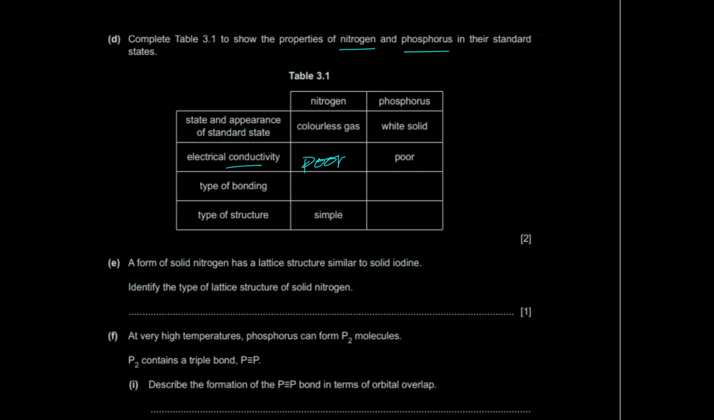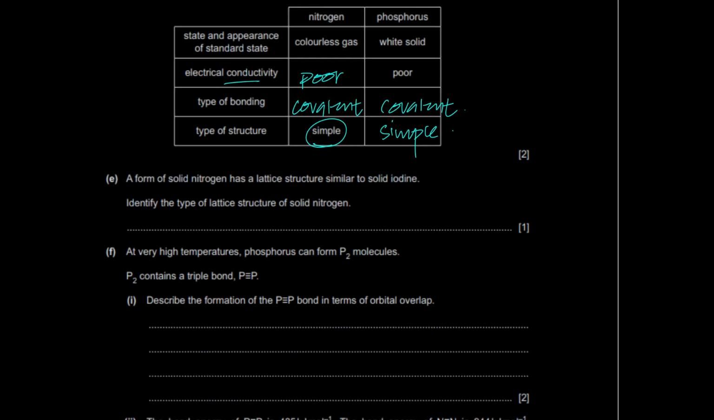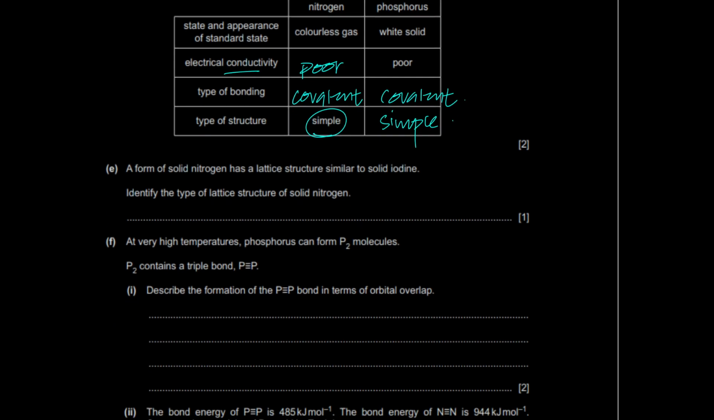Now, type of bonding in nitrogen and phosphorus. What's the type of bonding? Both are covalent. That's it. Covalent, covalent. Easy. Type of structure. What's the structure? It's a simple structure. And phosphorus is also a simple structure. Effectively, same thing. Done and dusted. A form of solid nitrogen has a lattice structure similar to solid iodine.